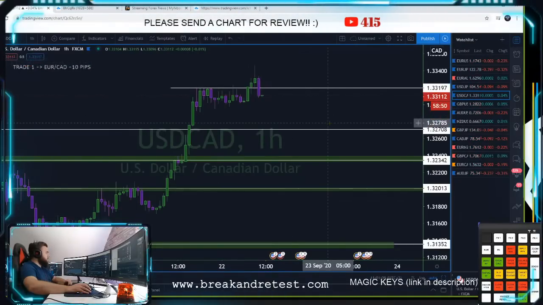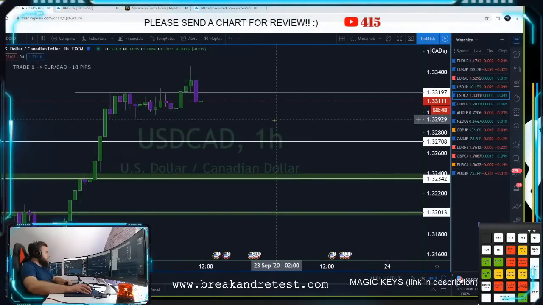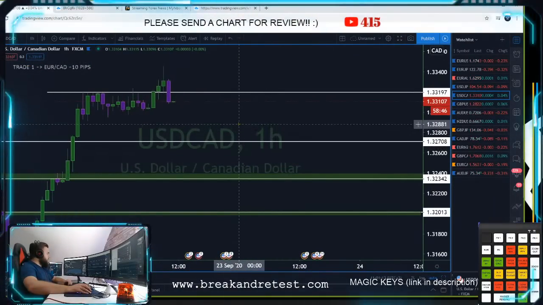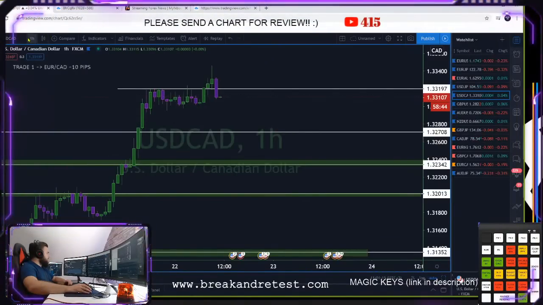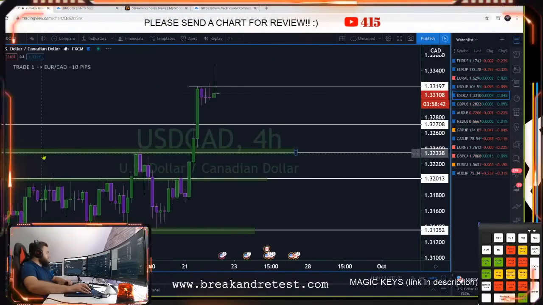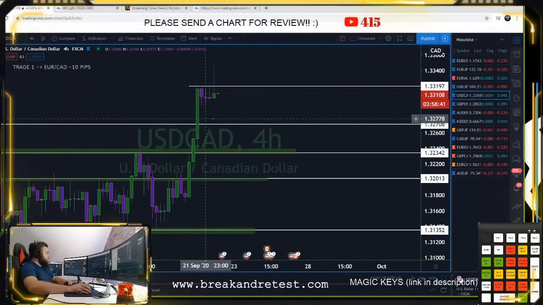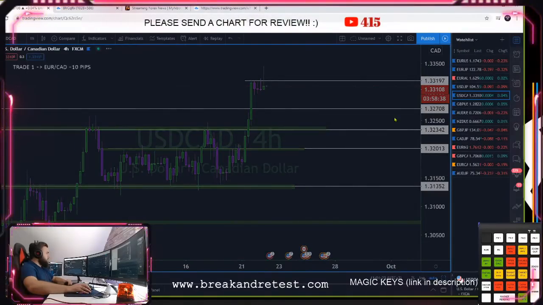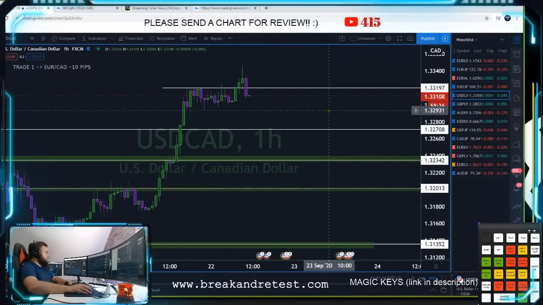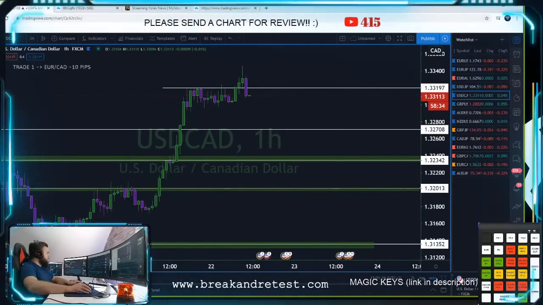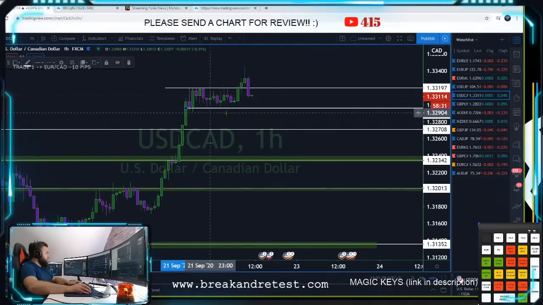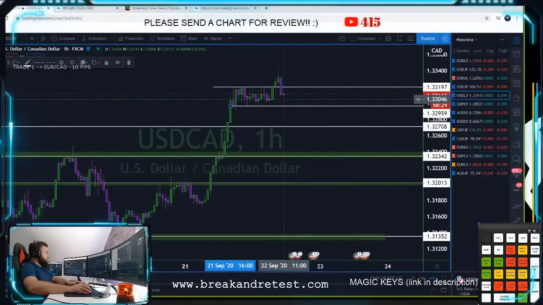Here the CAD closed below on the 1 hour. I don't know if this is going to continue down or not, but I wouldn't feel very comfortable taking sells, because on the 4 hour it's just a rejection. Maybe we can wait for a break below this, then we can be sure.